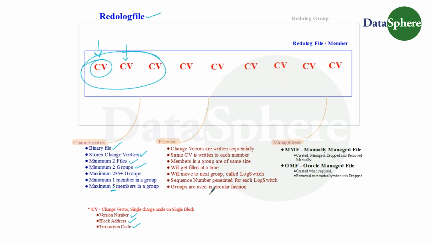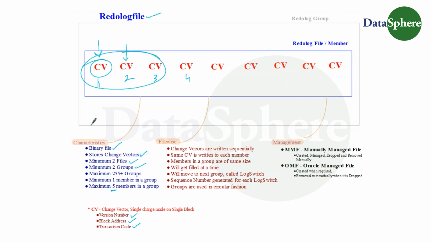Now, whenever changes are written to the redo log file, they are written sequentially. First change first, second change second, third change third, fourth is fourth. This is how it will be written. If one change is written to one member and you have one more member, that same change is also written to the other member. Each member will contain the same amount of change vectors. They get filled at the same time, because they are of the same size and contain the same information.